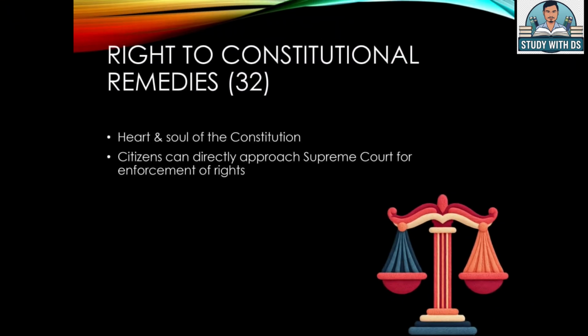Right to constitutional remedies, Article 32. Dr. Ambedkar called this the heart and soul of the Constitution. If any fundamental right is violated, a citizen can directly approach the Supreme Court or High Courts for justice through writs.